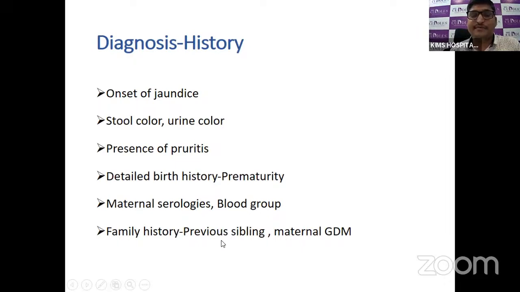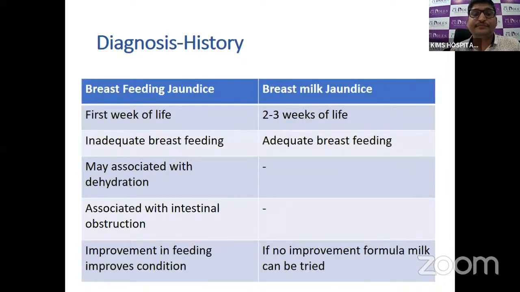Previous family history of sibling neonatal jaundice, requirement of any phototherapy, extent of transfusion, and maternal gestational diabetes mellitus is also important. So from the history, we can get clues regarding breastfeeding jaundice or breast milk jaundice.